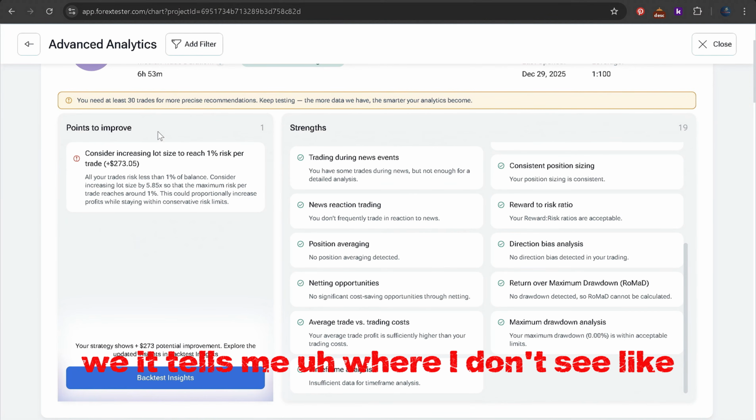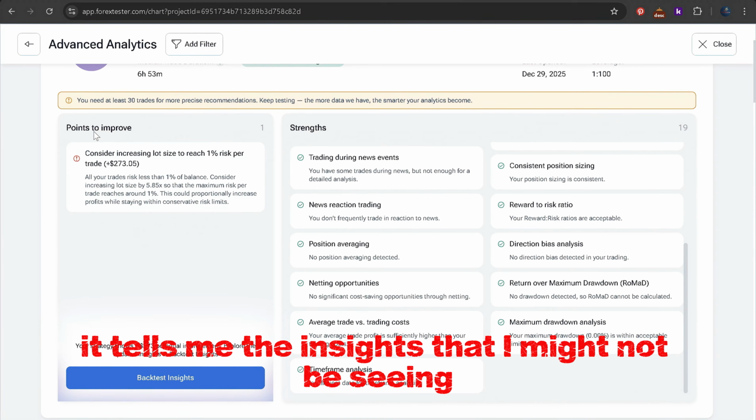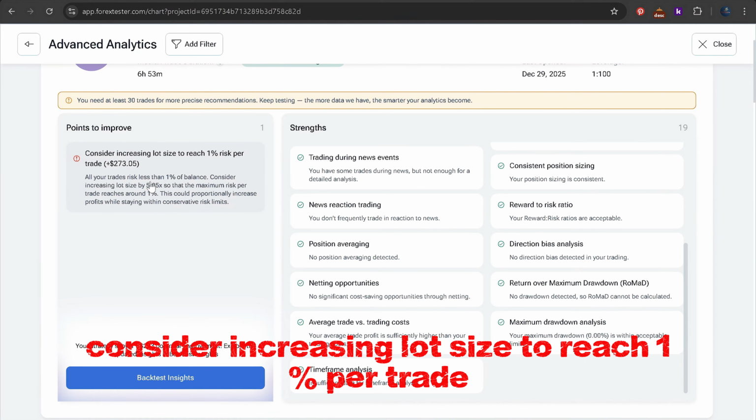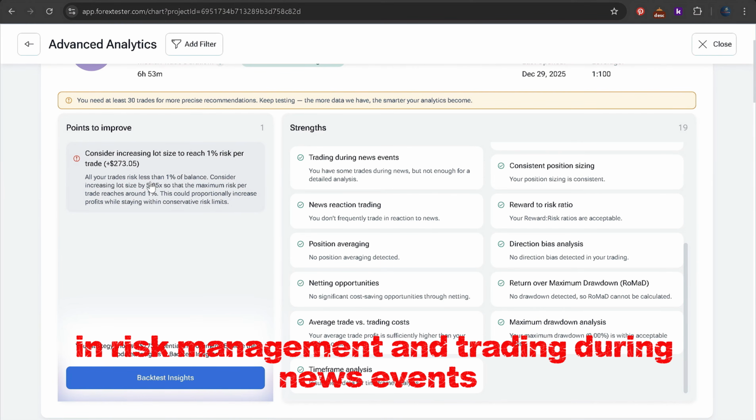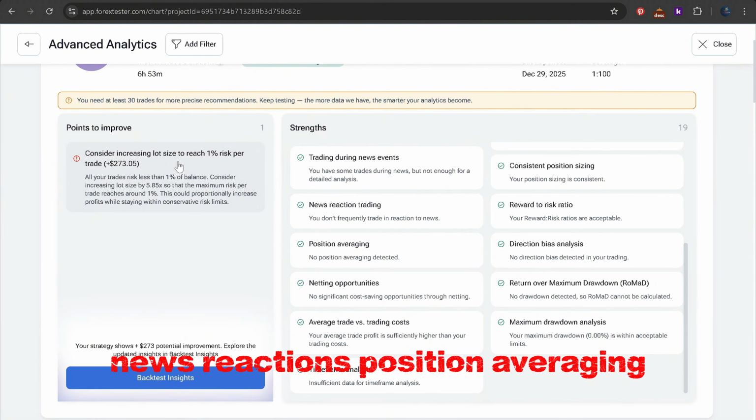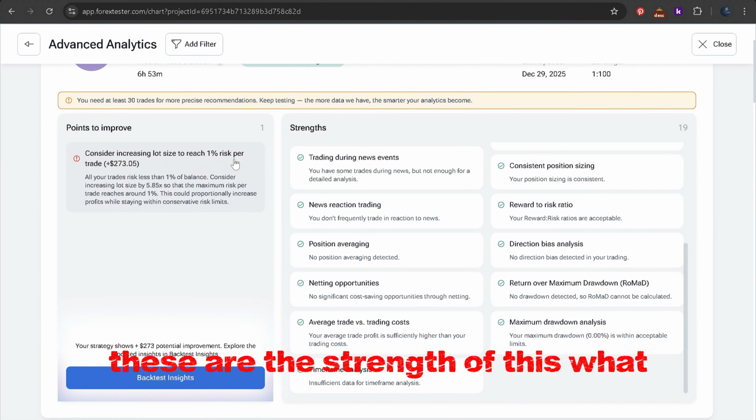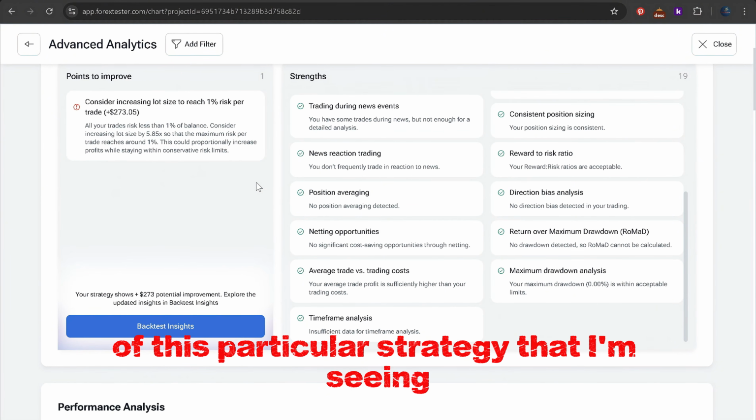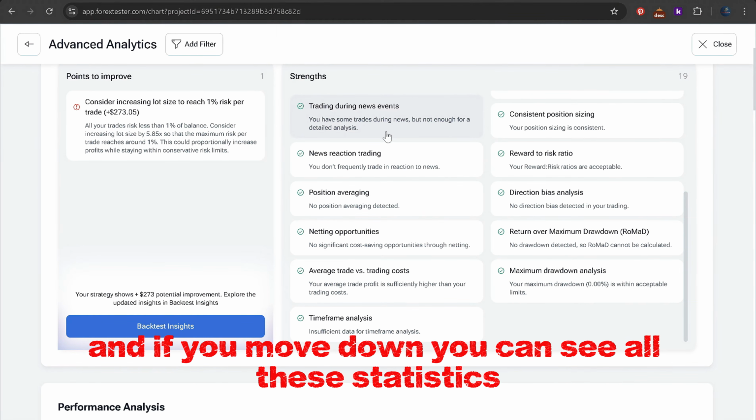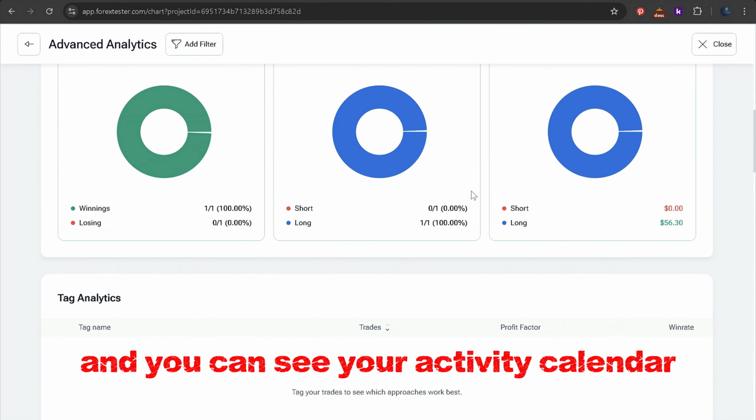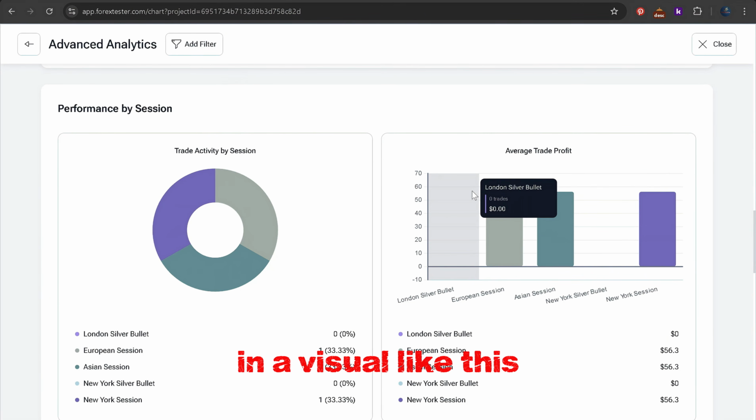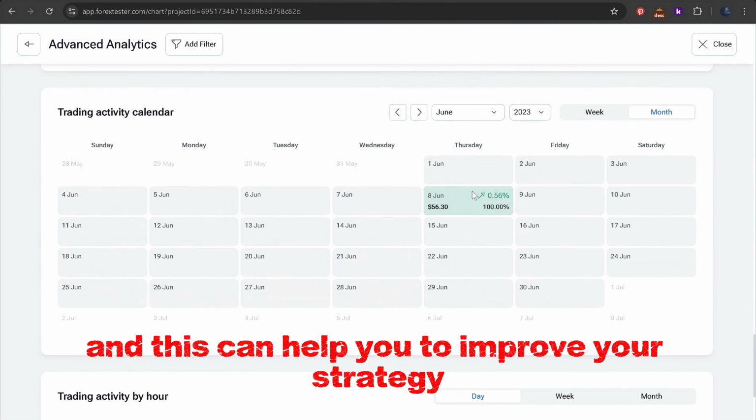It tells me the insights that I might not be seeing, right? Consider increasing lot size to reach 1% per trade. So it's actually helping you in risk management and trading during news events, news reactions, position averaging. These are the strengths of this particular strategy that I'm seeing. And if you move down, you can see all these statistics for your own strategy, and you can see your activity calendar in a visual like this, and this can help you to improve your strategy.